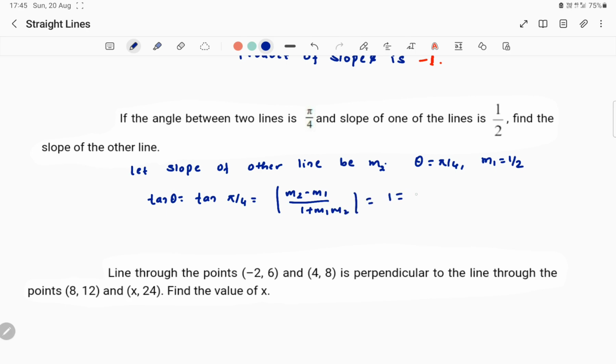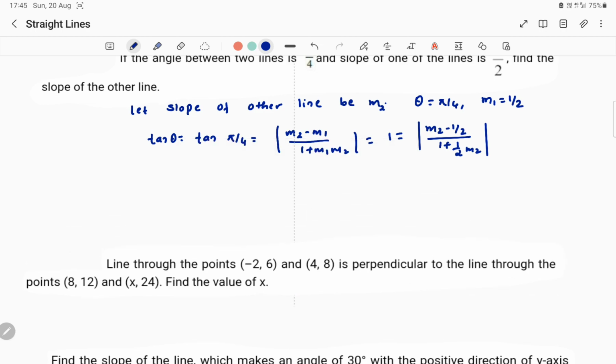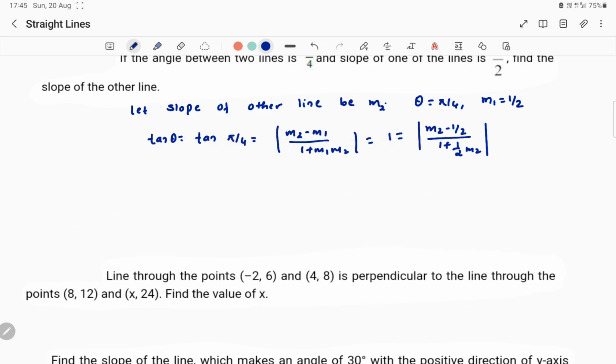What is tan pi by 4? 1. So this is equal to modulus of (m2 minus 1 by 2) by (1 plus 1 by 2 m2). Is it okay? Now we can try to solve this. When we remove the modulus, plus minus, both cases we have to solve, isn't it? One case is (m2 minus 1 by 2) divided by (1 plus 1 by 2 m2) is equal to 1, and the other case is (m2 minus 1 by 2) divided by (1 plus 1 by 2 m2) is equal to minus 1.